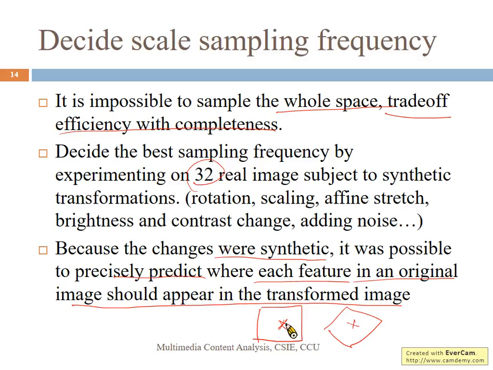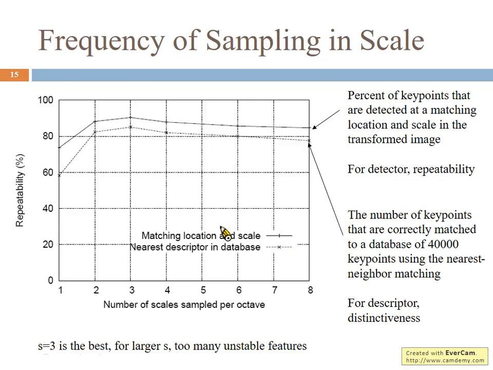So we precisely know the correspondence between any two feature points, so they experiment with different parameters of Gaussian blur, based on these 32 synthetic images. And here is the result. They conduct the study based on 8 different scales of blur, and the y-axis means the repeatability.